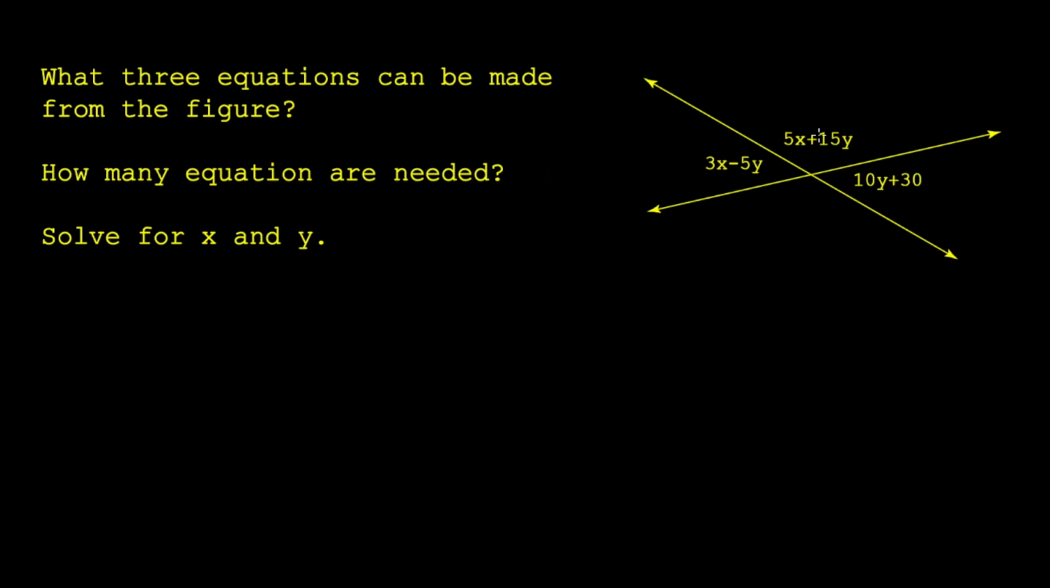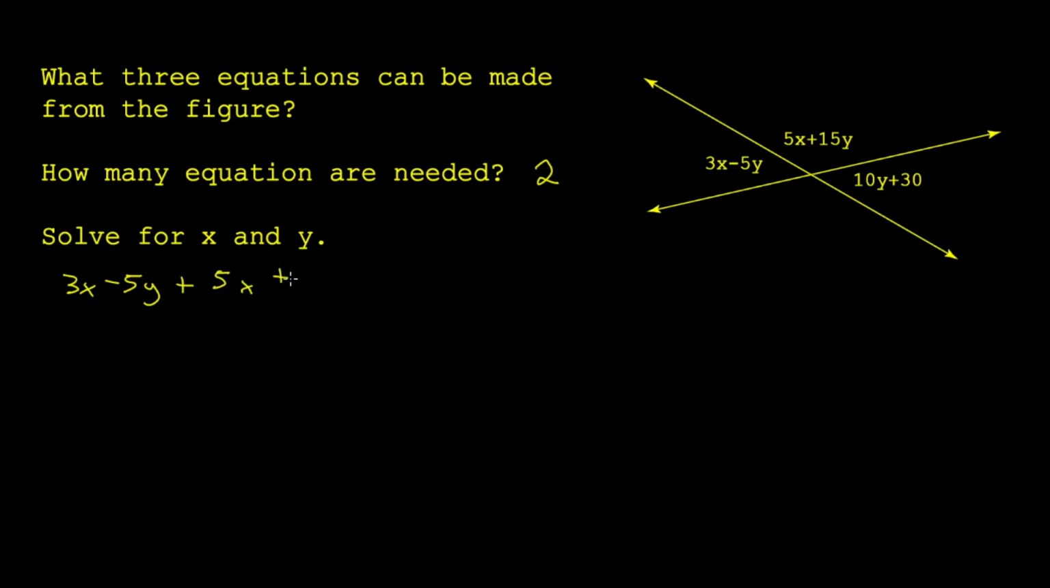Well, we have two unknowns here, x and y, and then just y here. Two unknowns, we need two equations. Next question. What three equations can be made from the figure? These two angles are supplementary, these two angles are supplementary, and these two angles are vertical, so we can make equations from there.